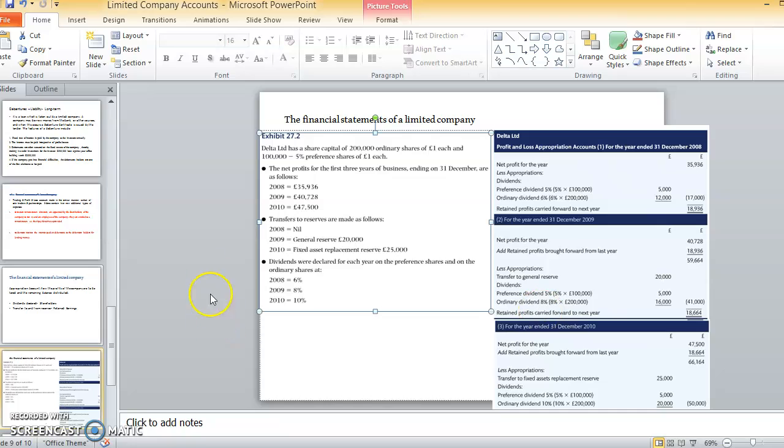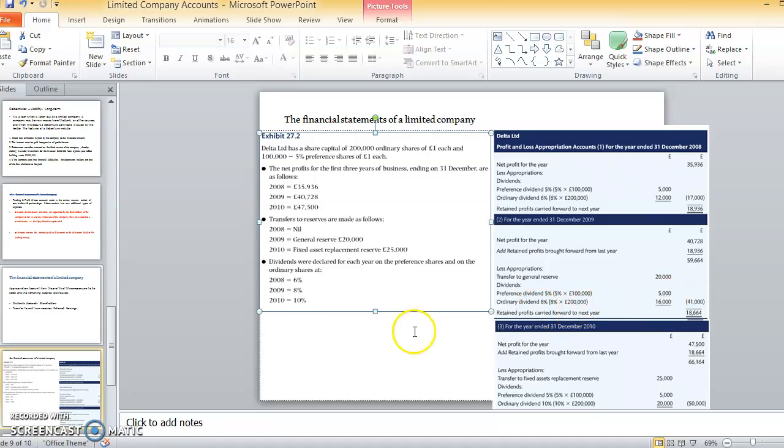Less appropriations. Now, did you transfer anything? Yes, in 2009, we transferred 20,000 to the general reserve. So less appropriations. First appropriation is transfer to general reserve. So 20,000 we took out of our profits of 59,000. Then we paid the dividends. Again, preference shareholders will be paid before the ordinary shareholders. Preference shareholders, if you see, are paid the same amount, 5,000. See, 5,000, 5,000, 2008, 2009, it's constant.